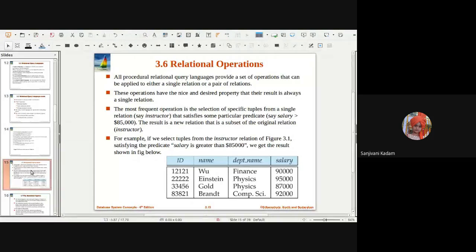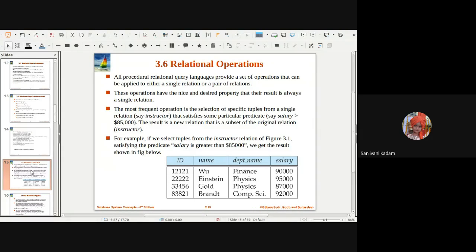So, okay, let us continue with the explanation. Relational operations, it means which operations we can perform on each of the relations. Relation refers to the table. So, all procedural relational query languages provide a set of operations that can be applied to either a single relation or a pair of relations.